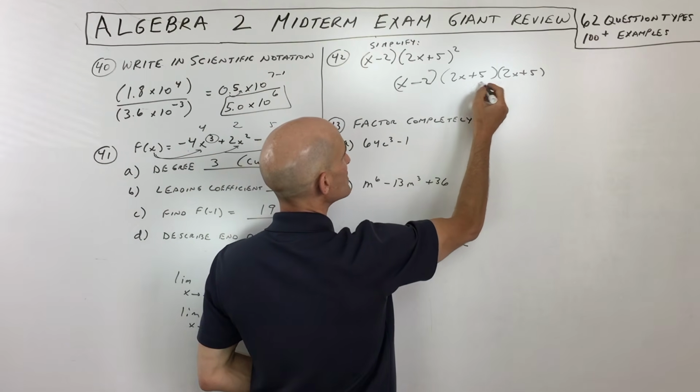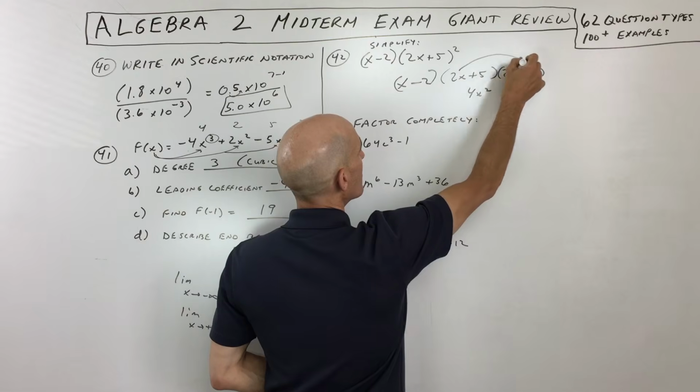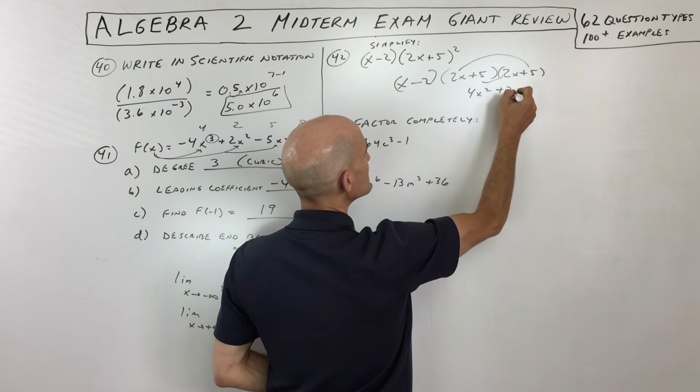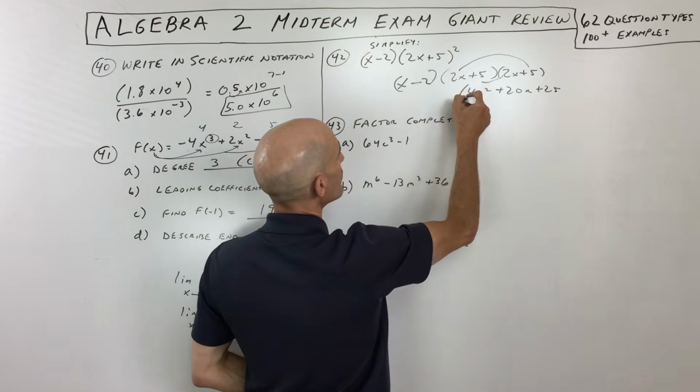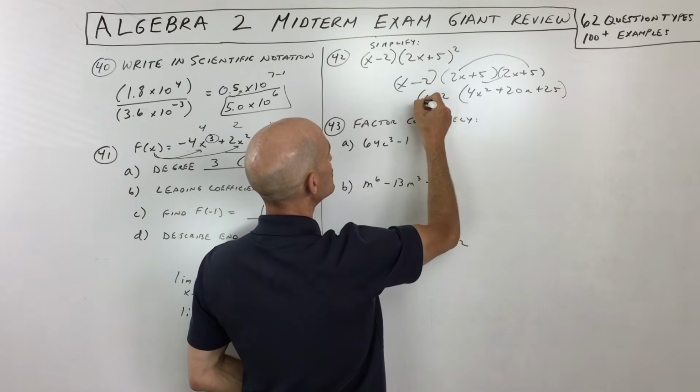So let's do that. 2x times 2x is 4x squared. The outside is 10x, the inside is 10x, that's 20x. And then 5 times 5 is 25. And then we're multiplying that all by x minus 2, okay?